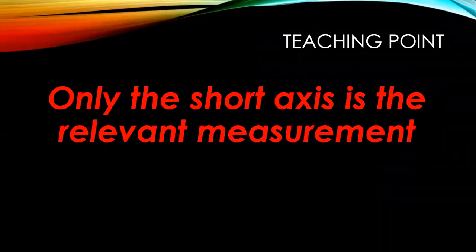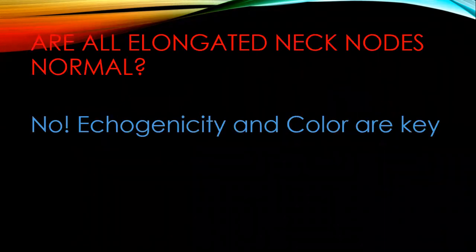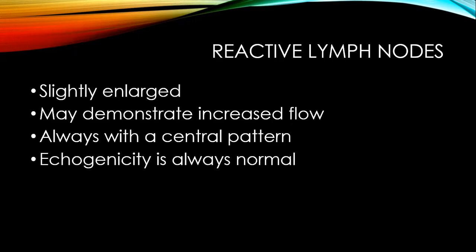As I mentioned earlier, when we're talking about the size of the lymph node, it is only the short axis measurement which is relevant. We don't assess the lymph node size using the longitudinal measurement. We only use the short axis measurement. So does that mean that all the elongated lymph nodes are normal? No, it doesn't. We now need to consider the echogenicity, and we also need to consider the color flow, which will determine whether the lymph node is normal or abnormal.